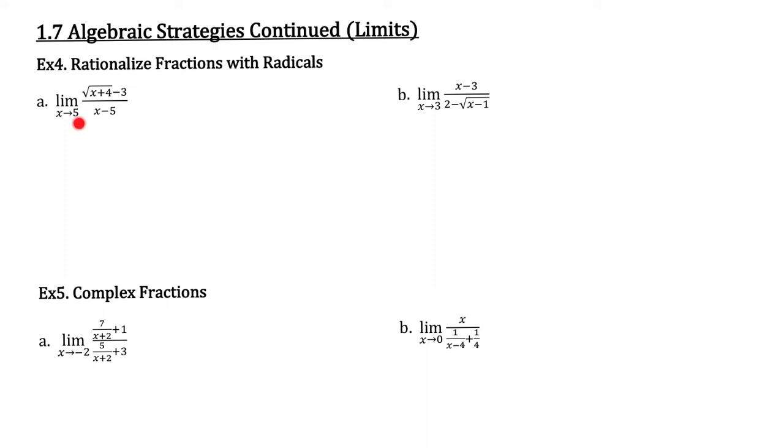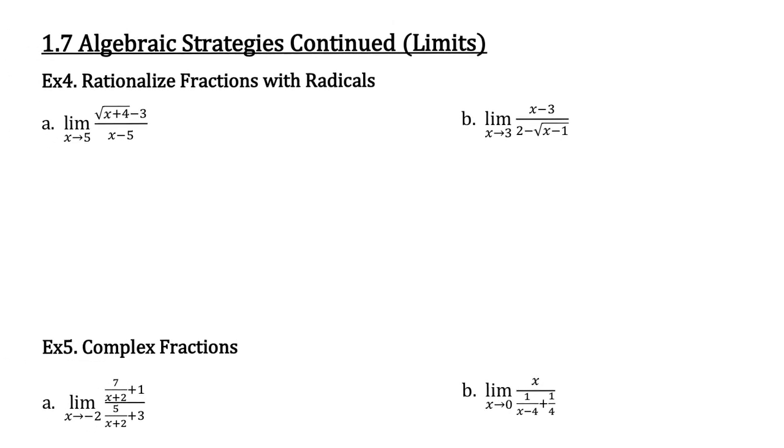So if I look at this one right here, if I plug in x is 5, 5 plus 4 is 9, square root of 9 is 3, minus 3, which is 0. And then 5 minus 5 is 0. So I'm going to get 0 over 0, which is indeterminate, which means there is a limit. I just don't know what it is yet, so I do need to do some algebraic manipulation.